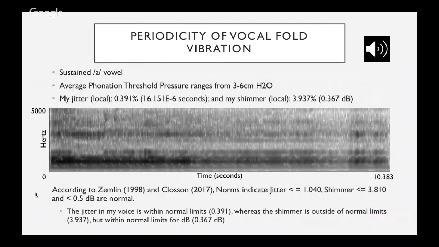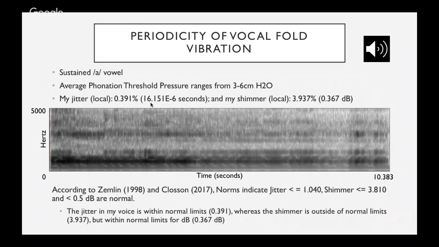The next one is periodicity of vocal fold vibration. I used a sustained ah vowel to measure this, and basically this is measuring jitter and shimmer. Jitter is the average absolute difference between consecutive periods divided by the average period. So that's my percentage right there, 0.391. And then the next number is the jitter absolute, and that's the average absolute difference between consecutive periods. And mine was 16 seconds.